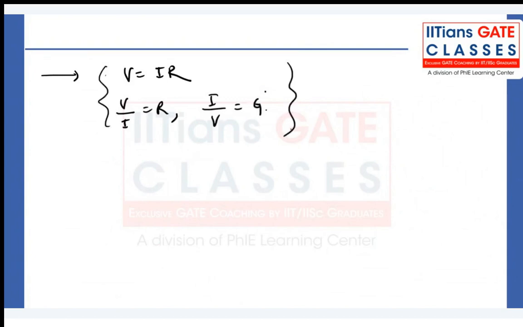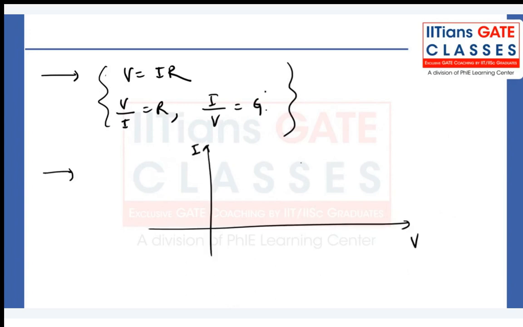Okay. So these are the things which you should know. Suppose an I versus V characteristic is given, and somebody asks you what is the resistance of this. Can you find the resistance? Yes, we can. How? You just take the slope. The slope is going to be change in I upon change in V.